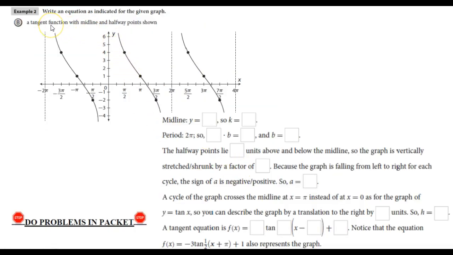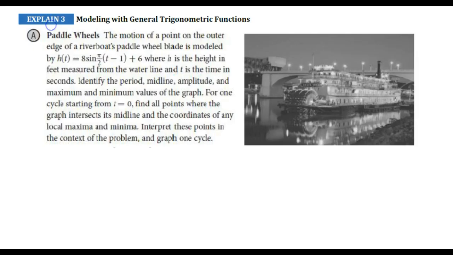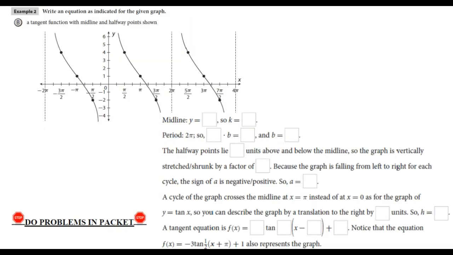So this one, it says it is a tangent, and they do give us at least our midline and our halfway points, as it says here. So we're going to go ahead and identify some of those right now. First things first, you'll notice here that we have a middle, and it goes through a value of about 1. So that'll be my midline. That'll be my k value. Okay, so I can already put that in there. It's going to be a k value of 1.